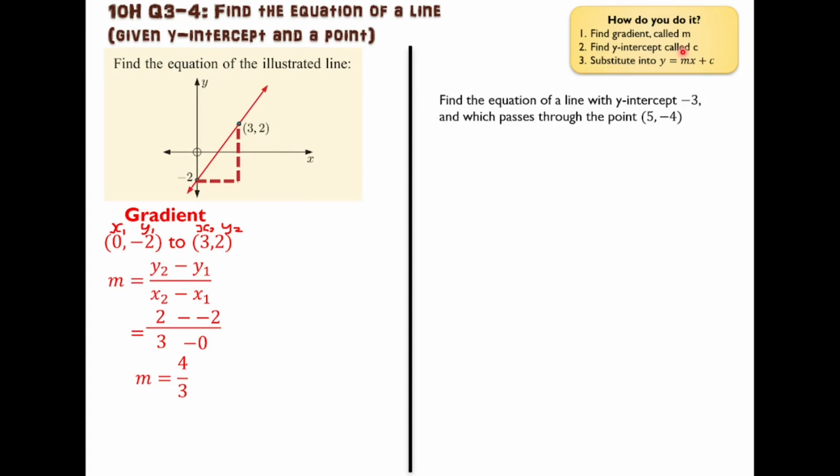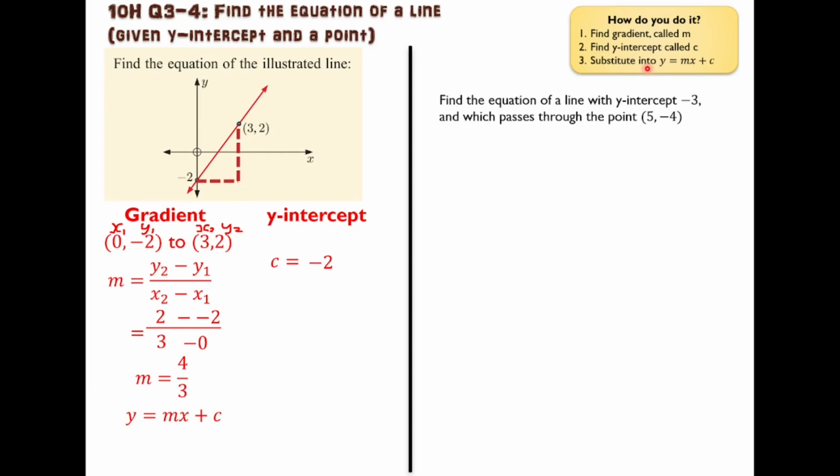Let's find the y-intercept. The y-intercept, it actually has on the diagram here, on the graph, the y-intercept is where it crosses the y-axis, and you can see it crosses right here. The y-intercept is -2. We call the y-intercept c. As a tradition in mathematics, the y-intercept is always c. So now we know what our m is, the gradient, and we know what our c is, the y-intercept. We should be able to write the equation of the line.